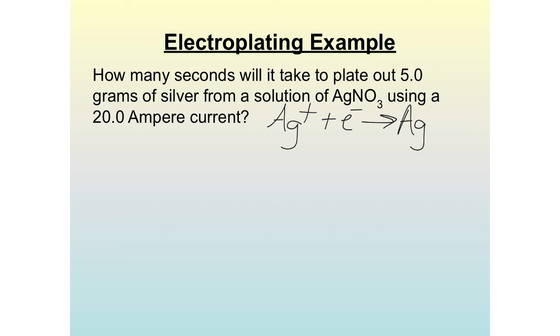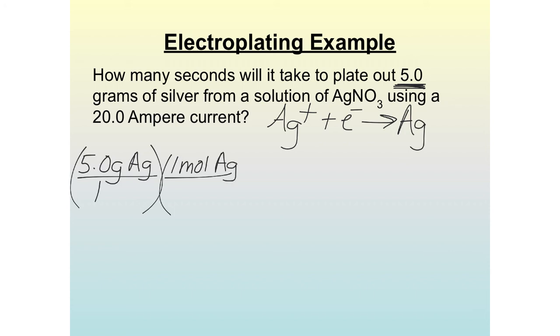We are starting with our grams this time. So this is a little bit opposite of the last 2 examples that we did. So we would start with the 5 grams of silver. We would need to turn that into moles of silver. So on our periodic table, we would find the atomic mass of silver, and that is 107.87. You'd be fine to say 107.9.